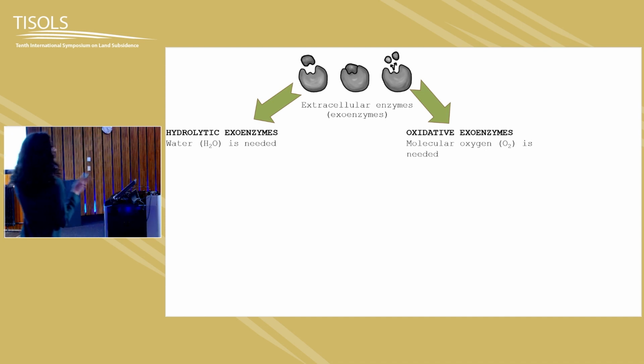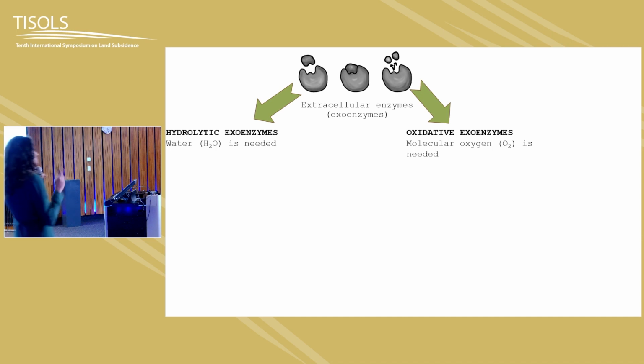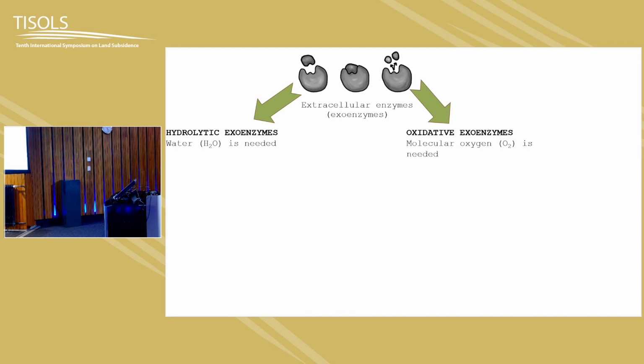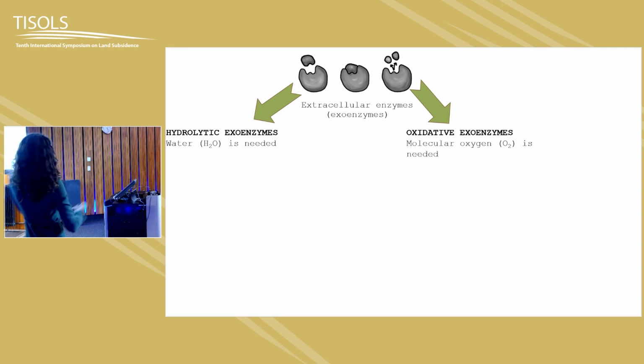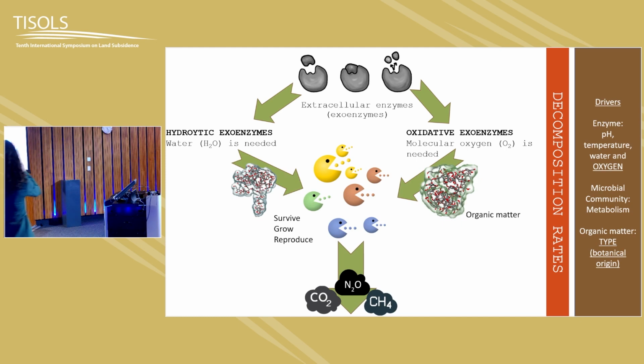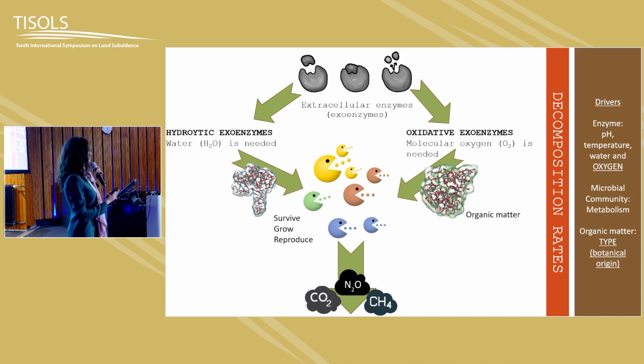I'm not going to give you a hardcore biology course, but just to let you know what kind of extracellular enzymes we have. We have hydrolytic exoenzymes and oxidative exoenzymes. The hydrolytic ones require water to function, and the oxidative ones require oxygen to function, in theory. That is important because all the steps that determine the decomposition rate depend on these drivers: oxygen, microbial community, or the botanical origin of the organic matter.